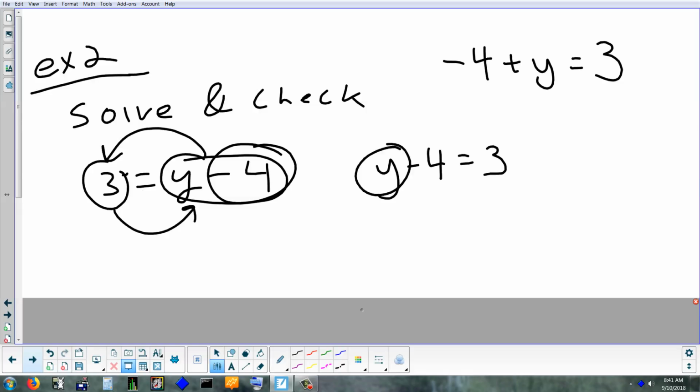So what's the number with y? Make sure you tell me the sign too. 4. Is it positive or negative? Negative. So what do I have to do? Add 4. Add 4 there to show it cancels out. Where else am I adding 4? To the 3. Nathan, negative 4, positive 4. What happens? It cancels out. That's the whole reason.